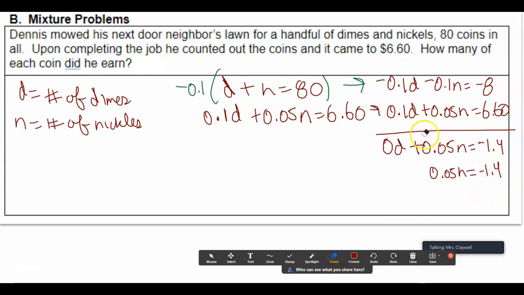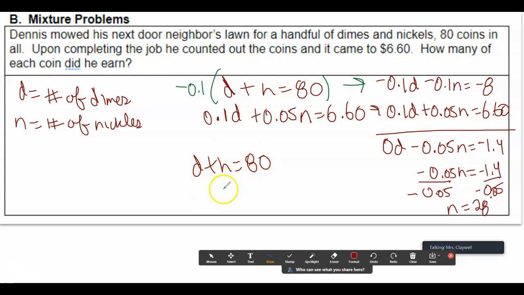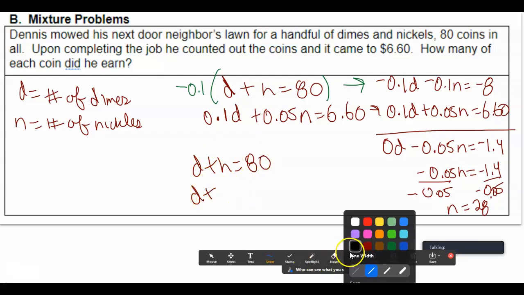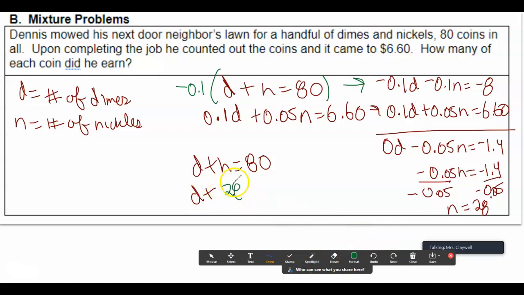And then I made a mistake. This should be negative amount of dimes or nickels. So if you did this another method, I have 28 nickels. Dimes plus nickels equals 80. I know I have 28 nickels, so my dimes equals 52.